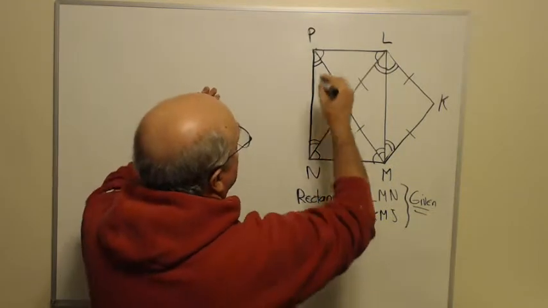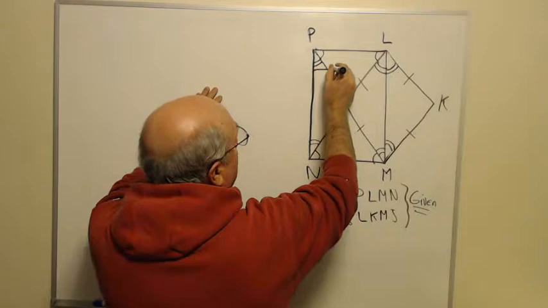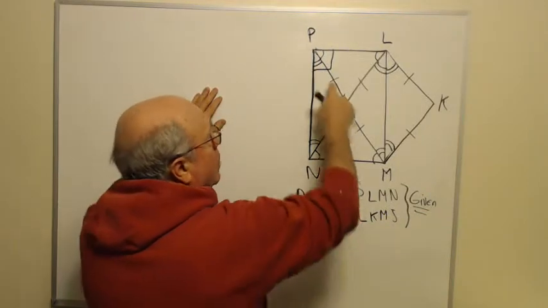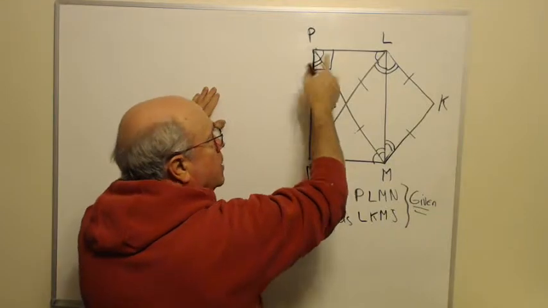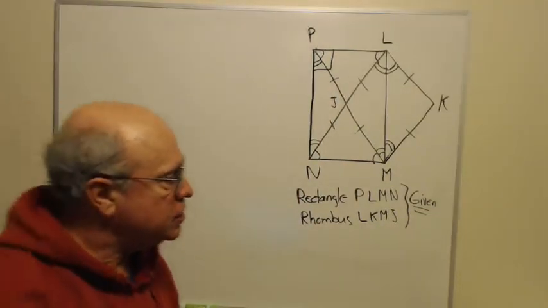Additionally, and I won't mess up the diagram too much by putting them all in, every corner of our rectangle is a right angle. So if I know one of the two angles in the corner, I know the other one by subtracting from 90. Okay, let's look at the problems then.